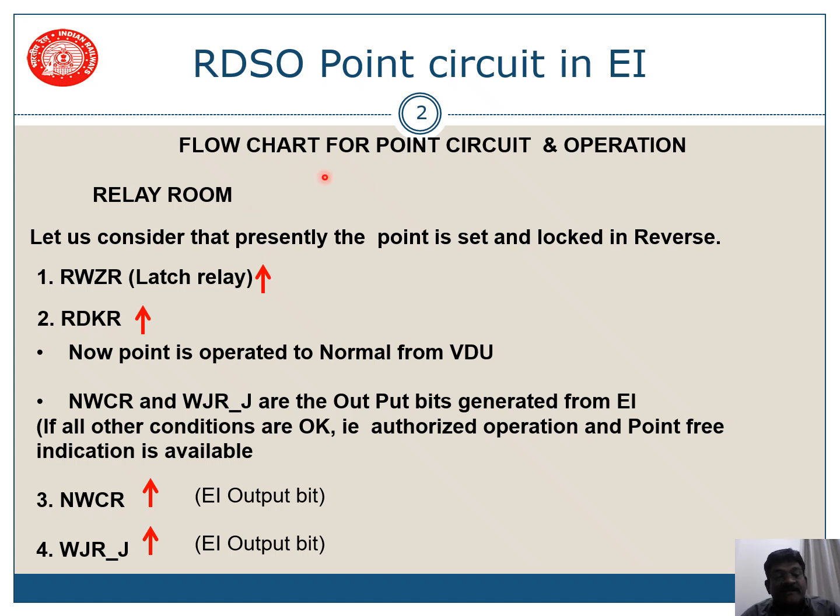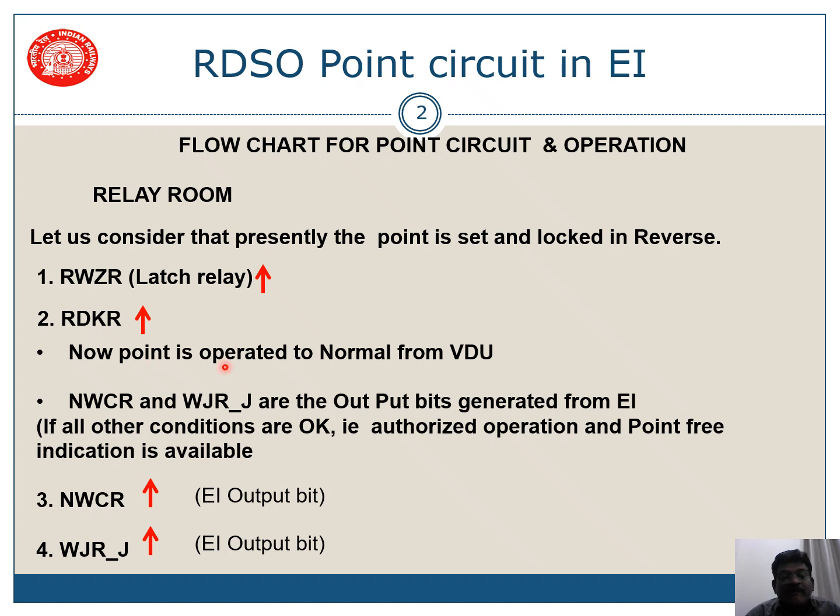Let us start from the relay room. Let us consider that presently the point is set and locked in reverse condition. As the point is in reverse condition, RWZR, it is a latched relay, will be in picked up condition, and RDKR, this is a relay which will also be in picked up condition since the point is at present reverse. Now I want to operate the point to normal from reverse.